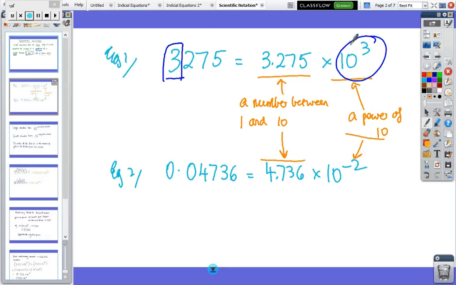But at the moment, it's a large number, and so it has a positive power, and the number is between 1 and 10. If I've got a small number, the number 4 is between 1 and 10, so it's going to be 4.736 by 10 to the minus 2. As I said, on the next few slides, I'll show you how this number is calculated. So you have a number between 1 and 10, a product, and a power of 10. Let's see how it's calculated.